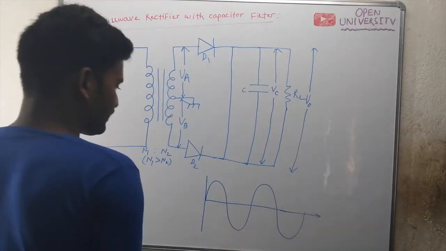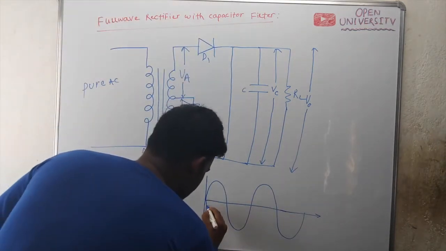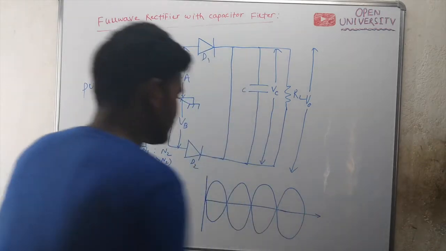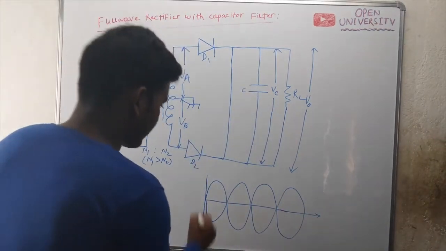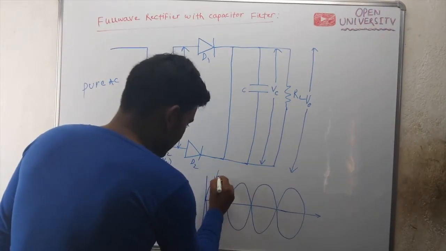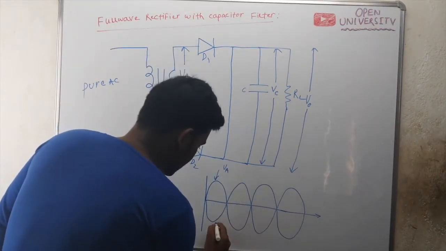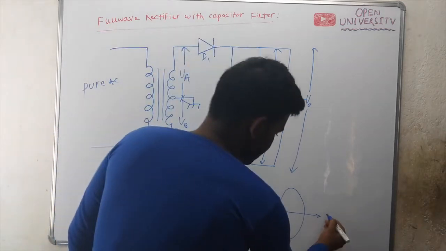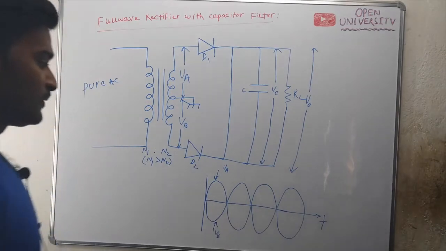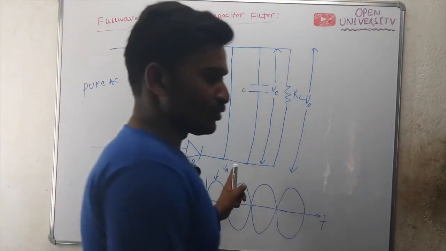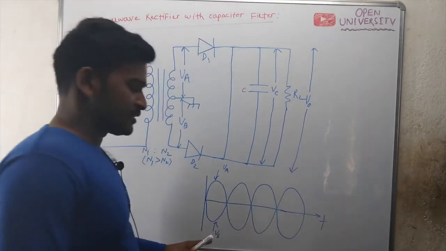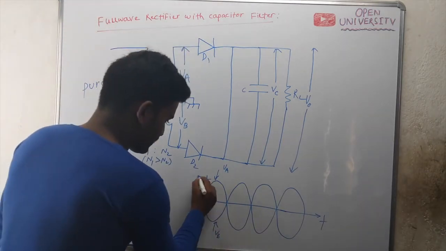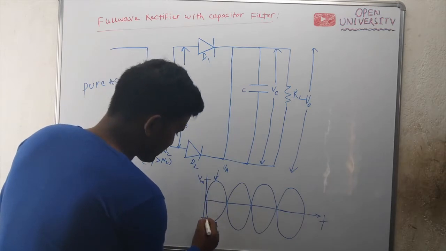This is your VA waveform, and this is your VB waveform. Let this axis be the time axis T, where VA is Vm sin omega naught T, and VB is minus Vm sin omega naught T. This is plus Vm, and this is minus Vm.